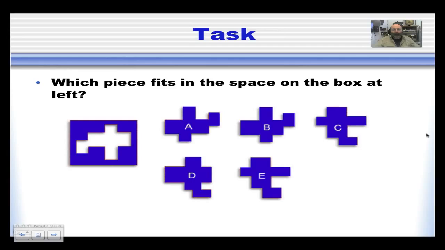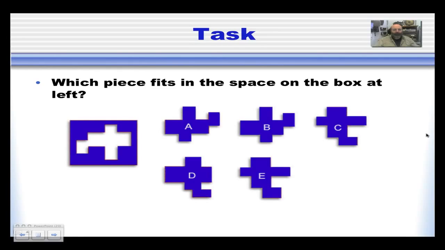Okay, take a look at this task. Which piece fits into the space on the box at left? All right, so in order to do this task, you have to try to figure it out. Is it A, B, C, D, or E that's actually going to go into that? You're looking for the particular shape that fits in.